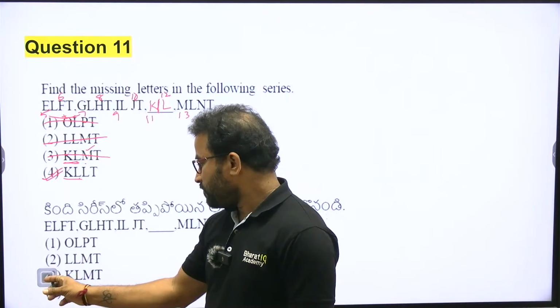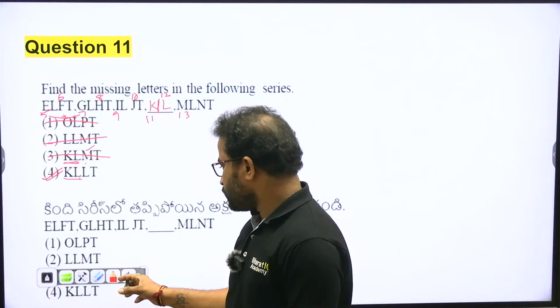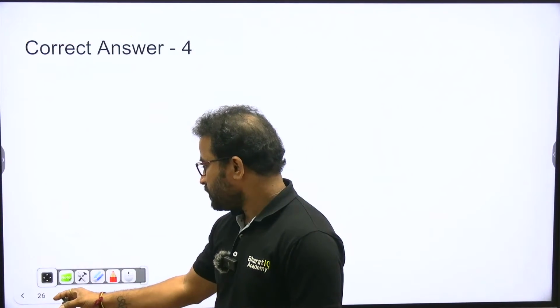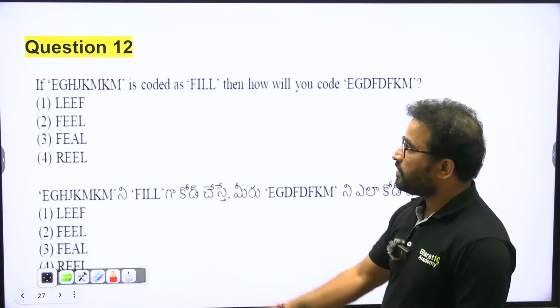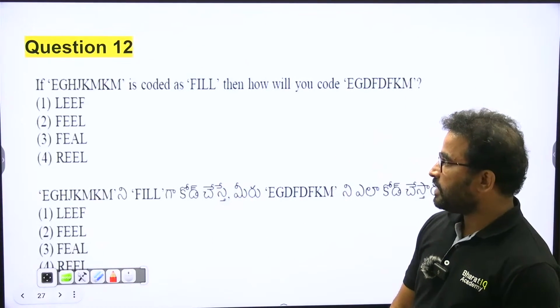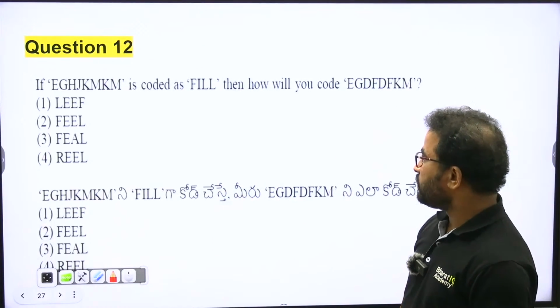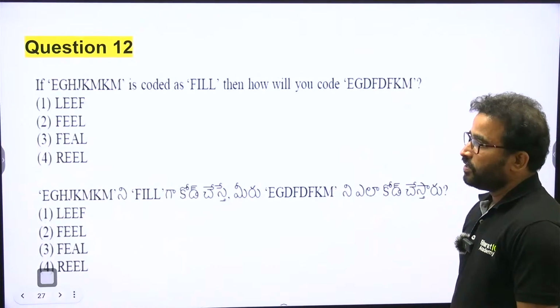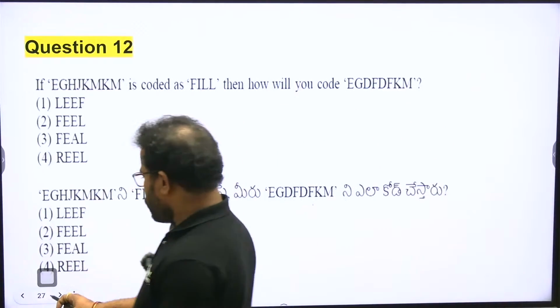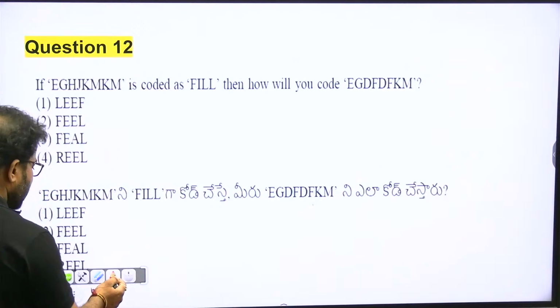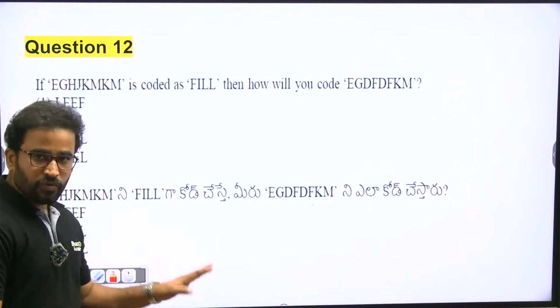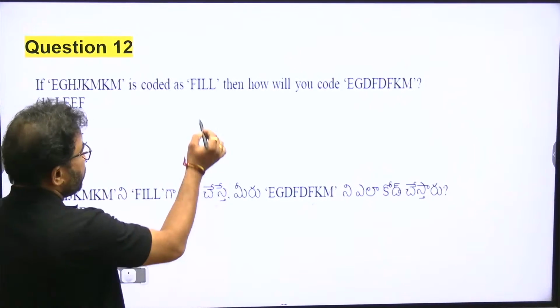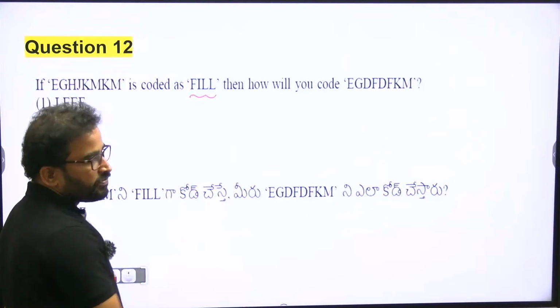Next one you need to work out in this way. Look at this one. This question belongs to E, G, H, J, K, M. If the word is coded as the given code, then how will the next word be coded, with options like E, G, D, F, D, F, K, M? Whenever a question like this is given in the examination, it belongs to coding and decoding. In word terms, how many alphabets are there?